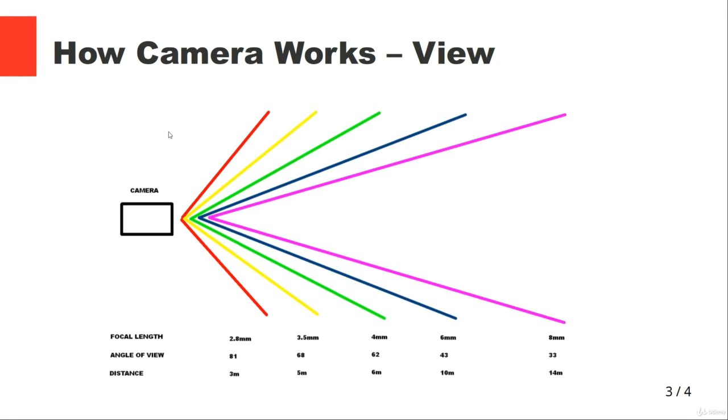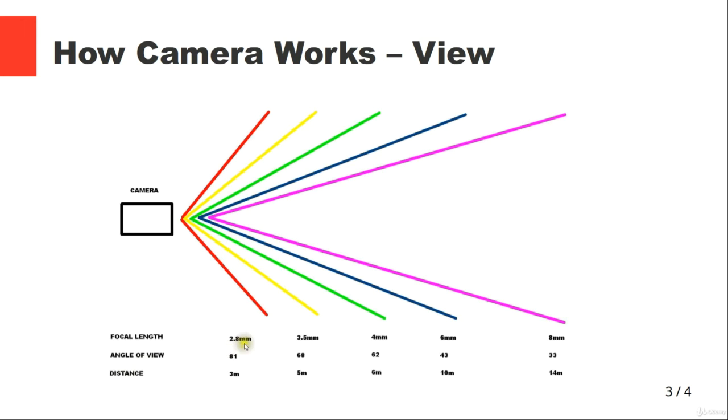And let's have a look here. It will give us a little better understanding of how it works. As you can see, the bigger the focal length, the better zoom in you get. As you can see, the violet one is 8 millimeters focal length, and you can see the same size at a much farther distance. See, the angle of view is smaller and the distance is growing. So that's basically how it works.